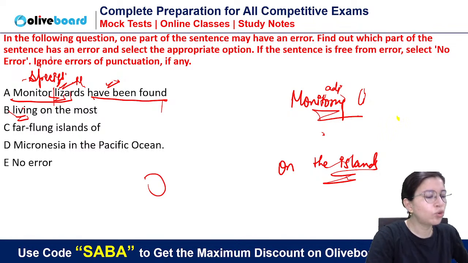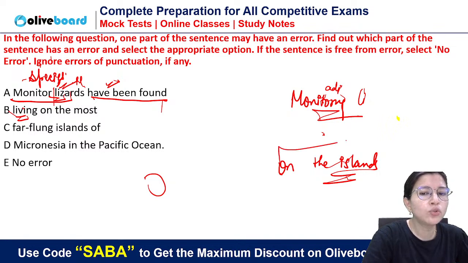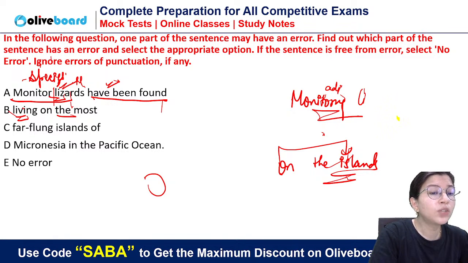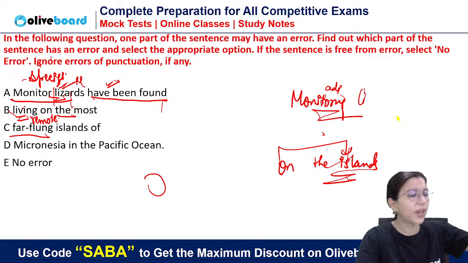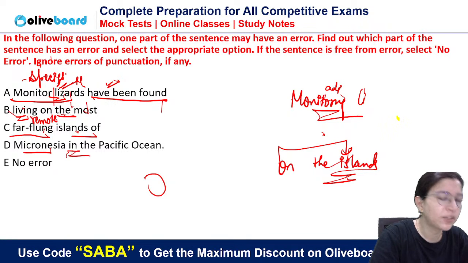Island is an open space, so you can use "on" for living on the islands. On the water, on the islands we can use. On the most far flung islands, far flung means remote islands, जो बिल्कुल दूर दराज के क्षेत्र हैं. ठीक है, so living on the most far flung islands of Micronesia, and those islands are in the Pacific Ocean.